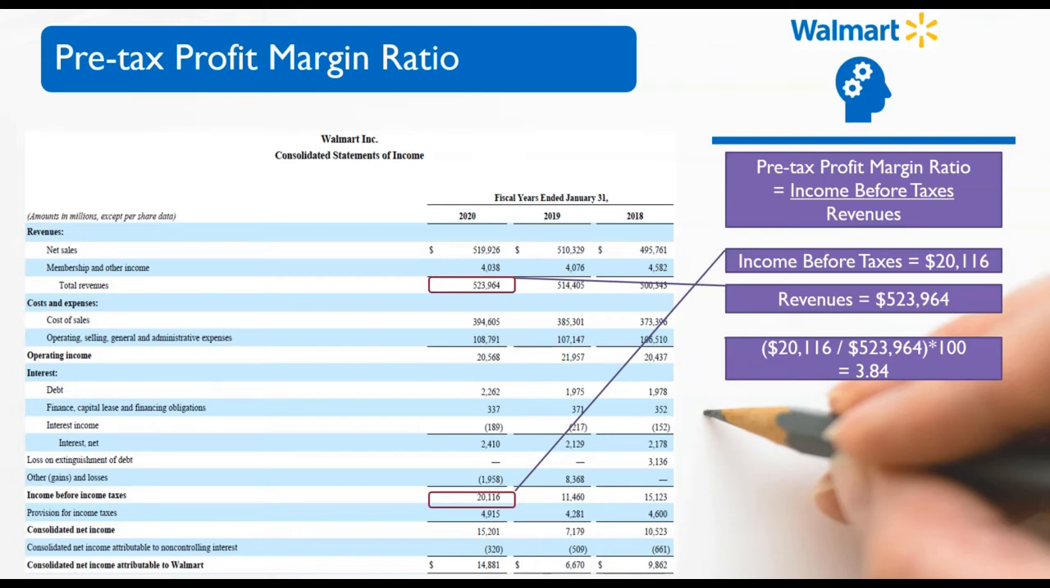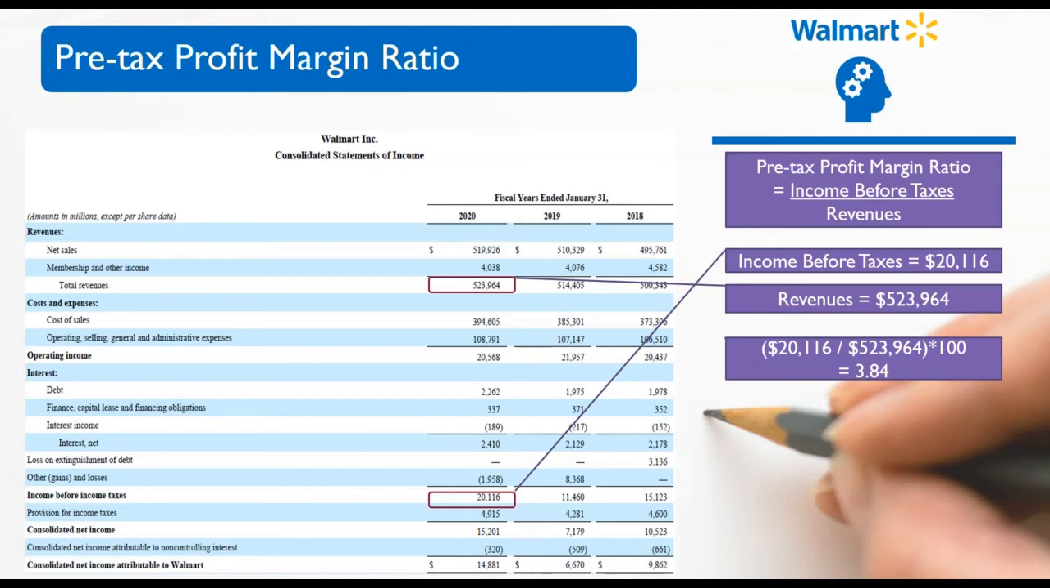So this tells us that Walmart makes around 3.8% of pre-tax profit margin for every dollar of sales. After taking revenues, backing out its operating expenses before taxes, Walmart retains $3.84 of profit for every $100 of its revenues.